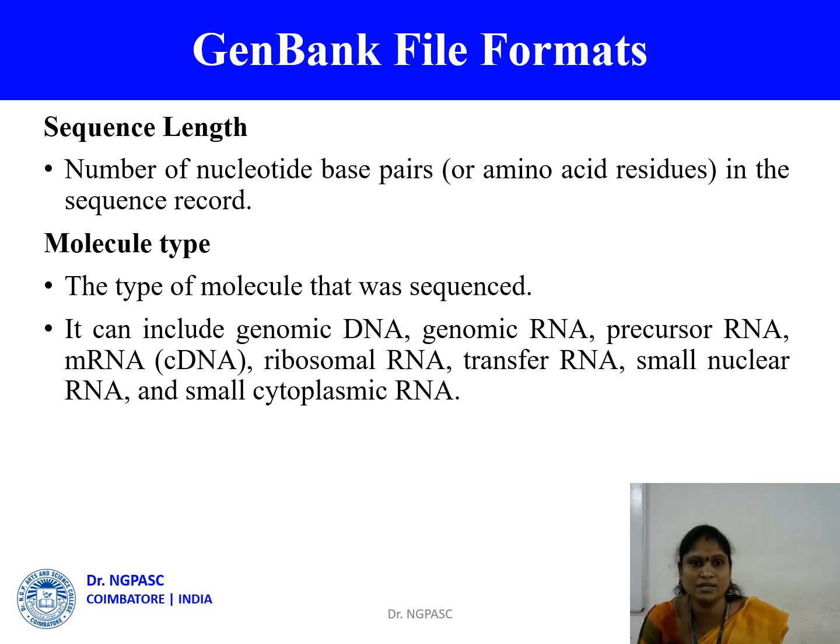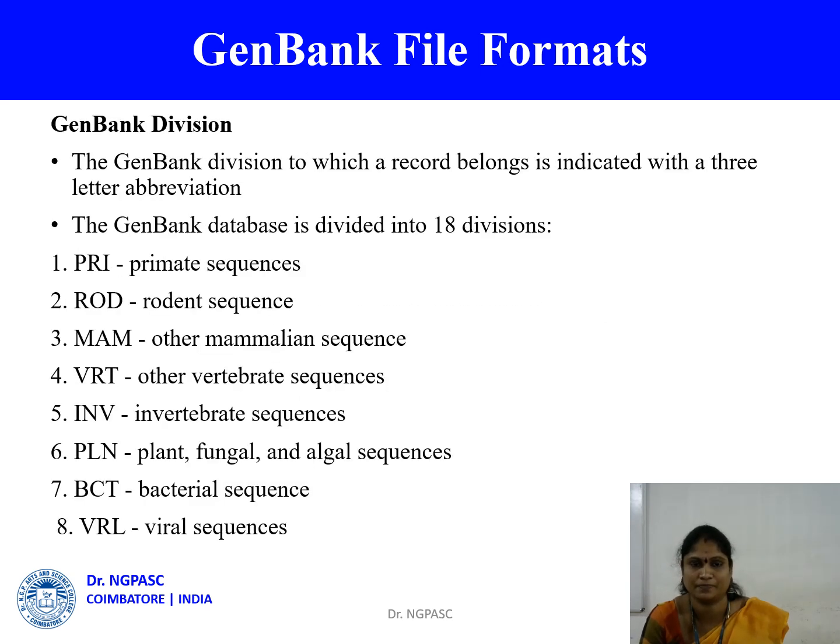The next one is molecule type. The type of molecule that was sequenced, that is the output. It can include genomic DNA or genomic RNA, then precursor RNA, even mRNA or the complementary DNA, then ribosomal RNA, transfer RNA, small nuclear RNA, and small cytoplasmic RNA.